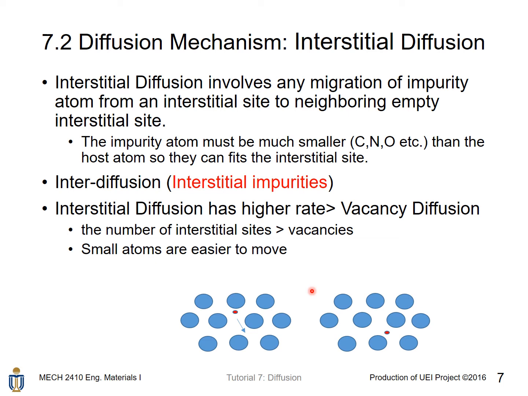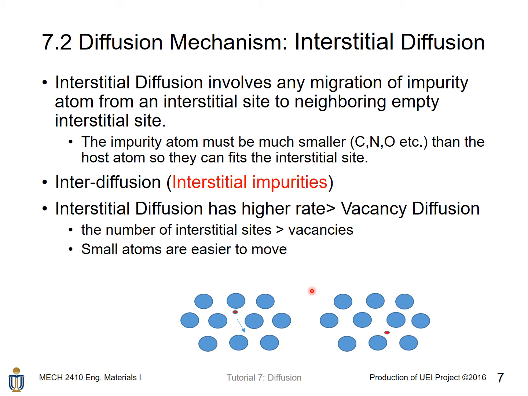The interstitial diffusion can only happen in interdiffusion. That means two or more types of atoms. And this is pretty easy to understand. If there is only one type of atom, the atom size is not suitable for such a diffusion mechanism.